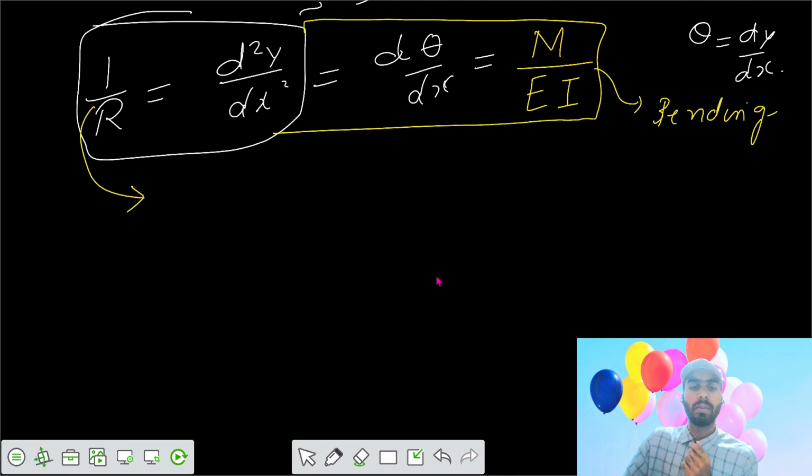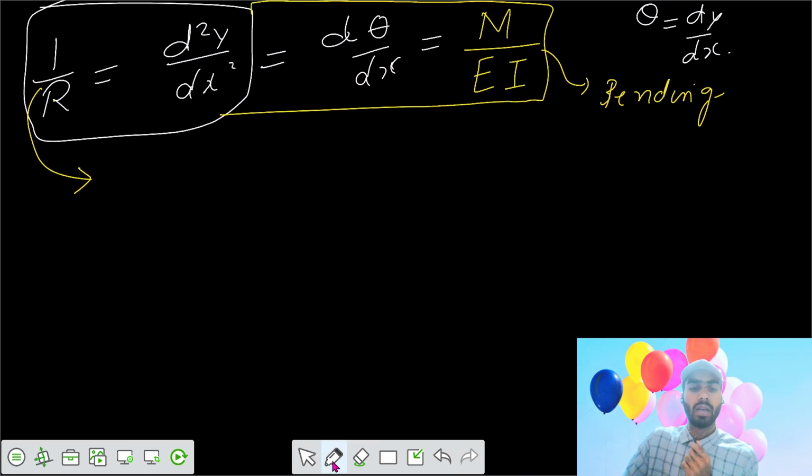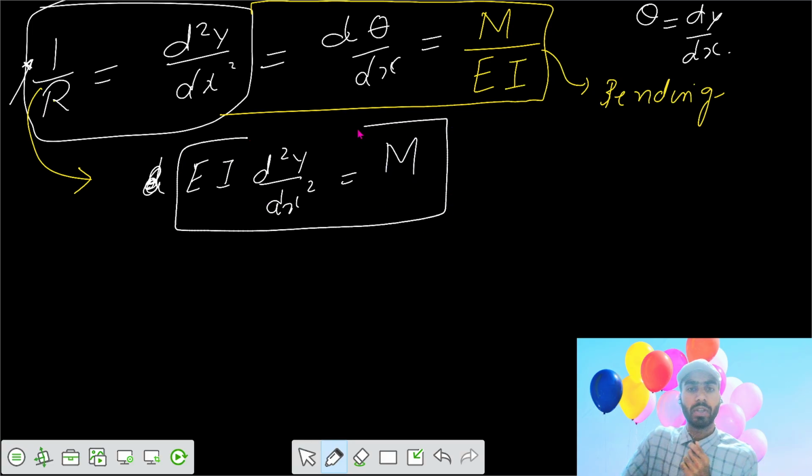So what does double integration mean? This is the general equation that we got. We write the equation in terms of EI d2y by dx2 equals the moment at any x. So this is your equation number 1.